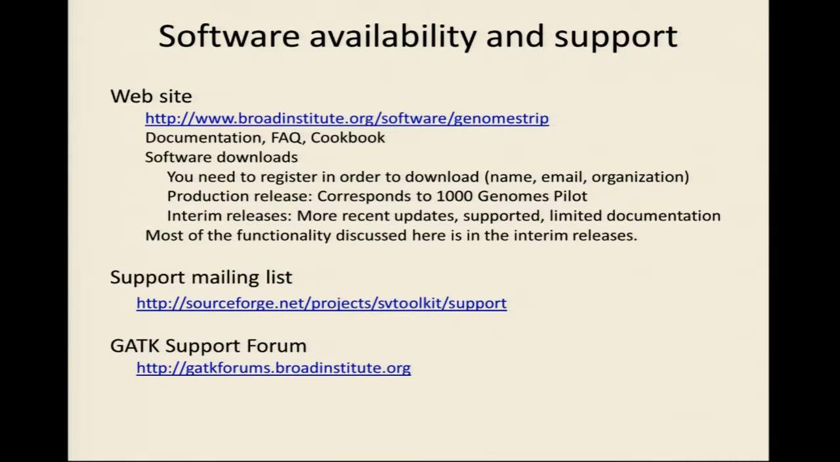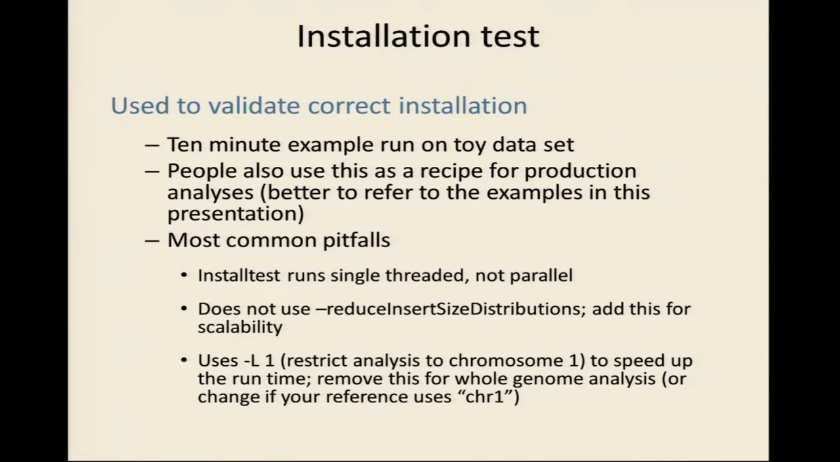We have a support mailing list, and increasingly we've been using the GATK support forum and monitoring and answering questions on there. When you download Genome STRiP, it's just a tar file and you untar it. It's pretty simple. There's also an installation test that comes with it. It takes about 10 minutes or so to run. It's just a toy data set, but if you have everything installed and configured right and your path is right, then the install test will run, and it will say it ran correctly.